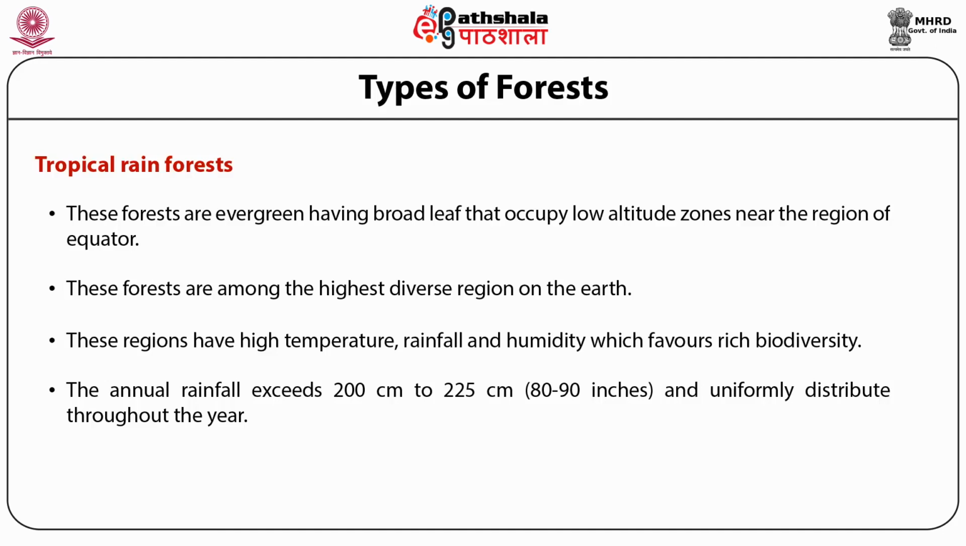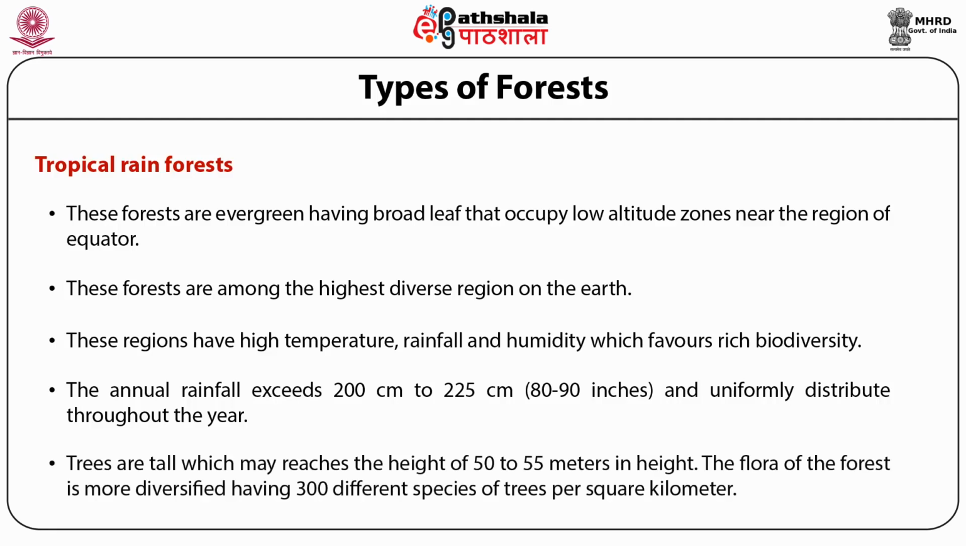These forests are found in South and Central America, Africa, Southeast Asia, and North Australia. The largest tropical forest in India is found in the Western Ghats. Trees are tall, which may reach a height of 50 to 55 meters. The flora of the forest is more diversified, having 300 different species of trees per square kilometer.